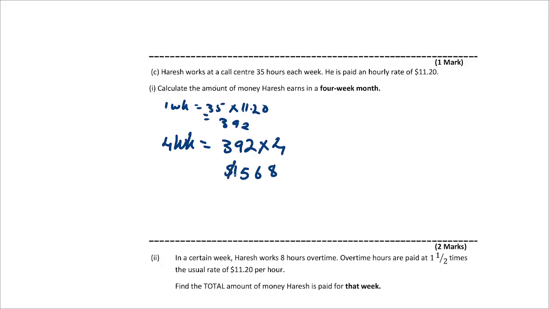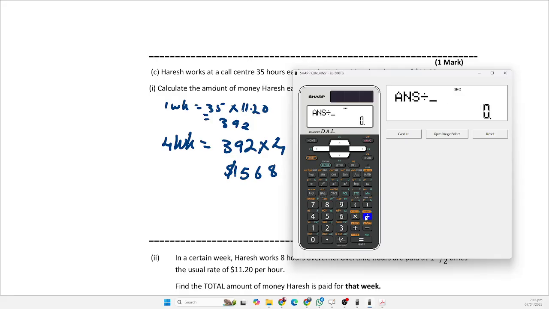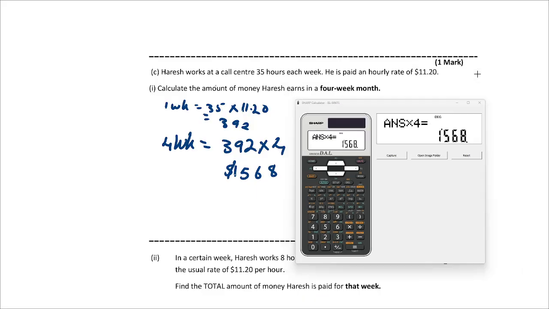$1,568. Or you can use a calculator. Again, your calculator is there as a friend. Multiply by 4, which is 1568. So we do get the answer.